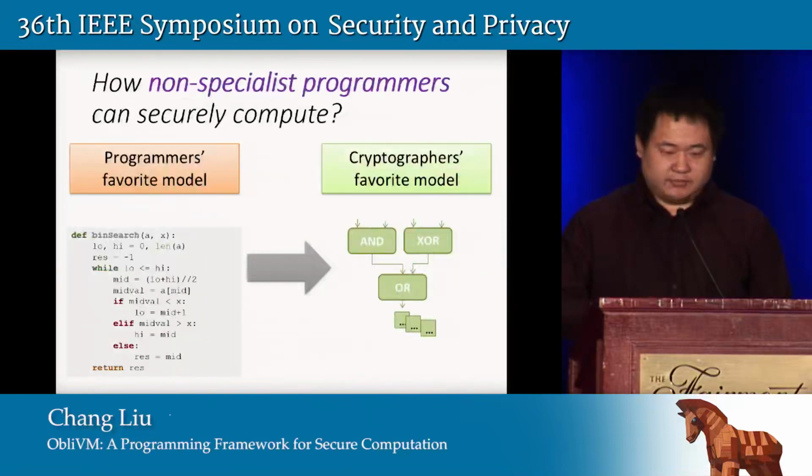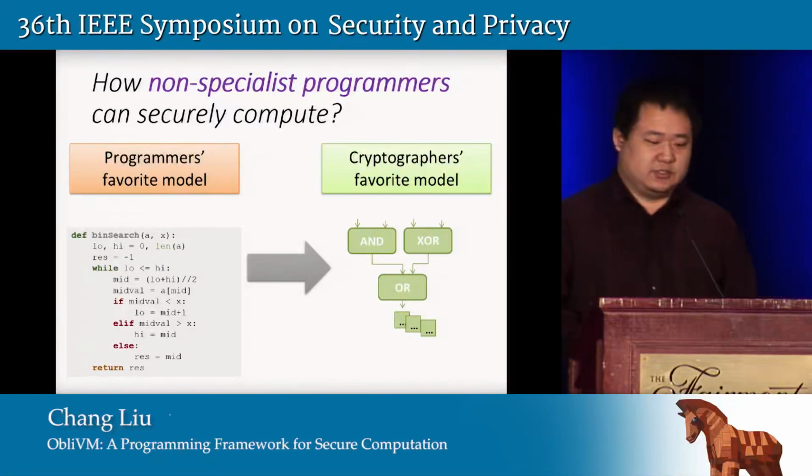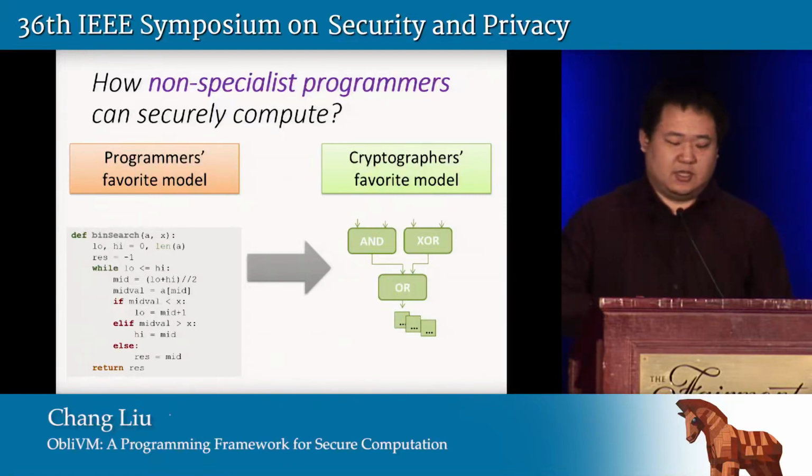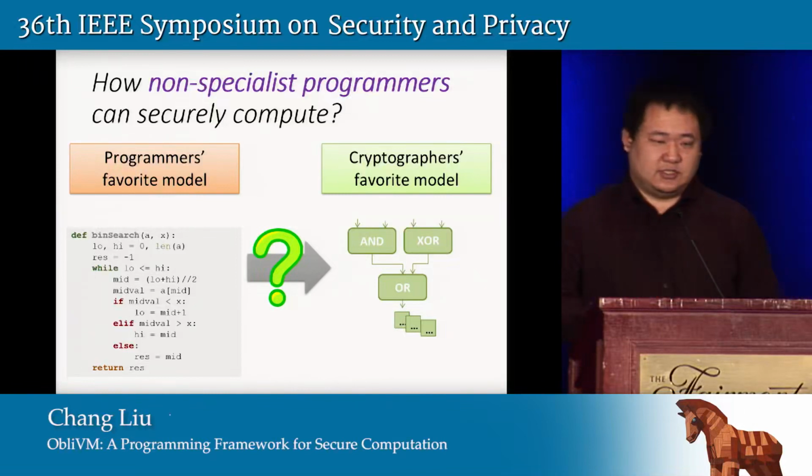So this is an overview, and then what is the main question? As Kartik just introduced, the question is the gap between the programmer's favorite model, for example a Python-like language, which is what programmers really want to write, and the circuit model, since most secure computation protocols deal with circuits. There is a big gap between high-level language programs and circuits. So our question is, how can we translate the left part into the right part?